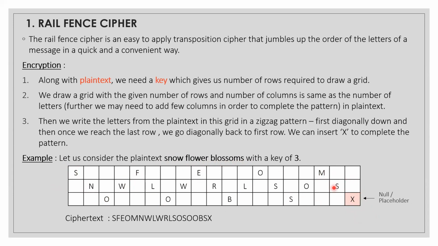Now that I've constructed this grid, I'll encrypt this message by reading the rows of the grid. So here I'll read the message row wise. It will be S, F, E, O, M. Then I'm done with the first row. Then I'll come to the second row and N, W, L, W, and so on up till the last letter. So this is how we encrypt in the rail fence cipher.